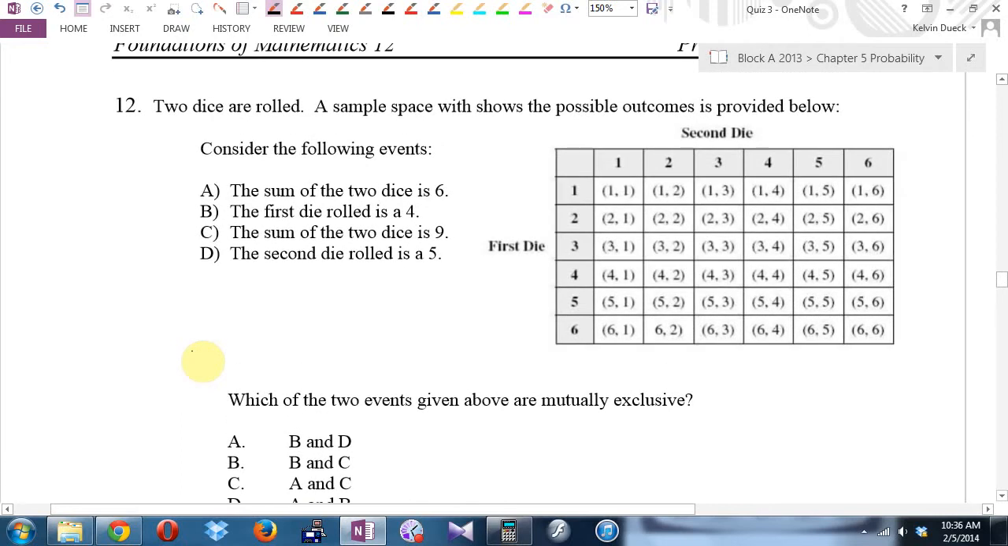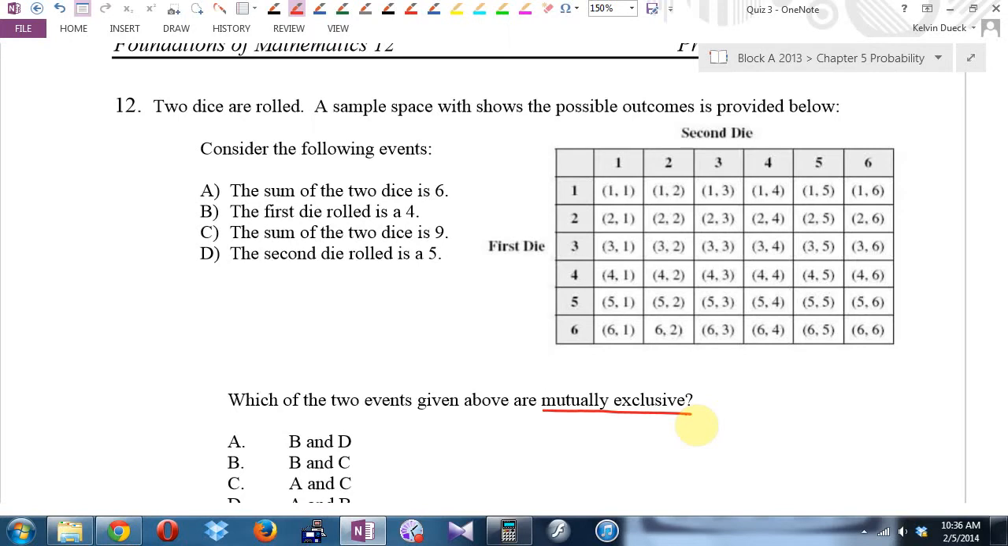Here's a sample space with some dice. I typed it up for you. How nice was that? And it gives me some events. In English, what does mutually exclusive mean? Can't happen at the same time. So I'm not using any math here. I'm just going to look at the events and use my common sense and say, can they both occur at the same time?